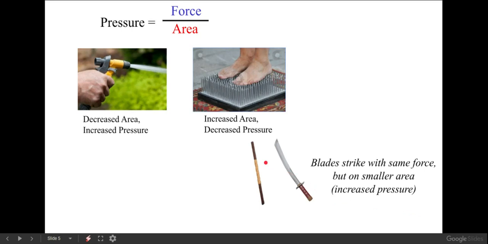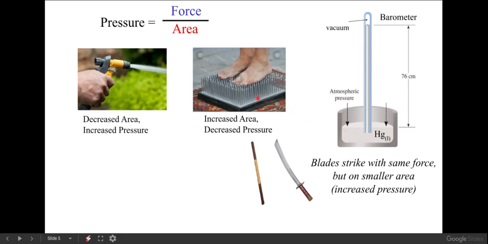I have the bow staff and the sword down here. If you got struck with one of them, you could probably imagine that with one, you're going to have a broken arm, and with the other, you're going to have one arm removed. When you get hit with them, the same force is being applied. But anytime we talk about something sharp, like a blade, what's significant is that it's putting all of the force in a really, really tiny area, which greatly enhances the pressure and removes your arm or whatever appendage.